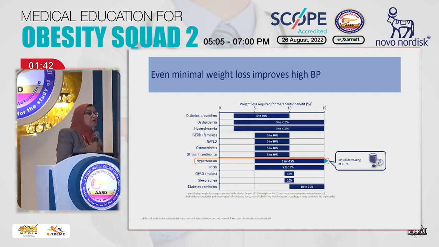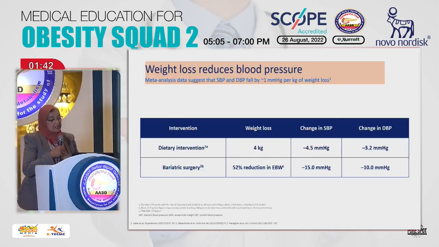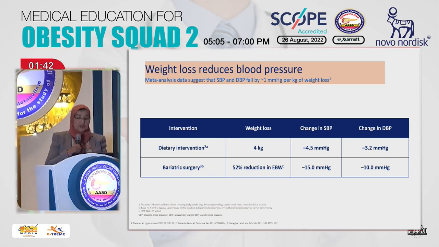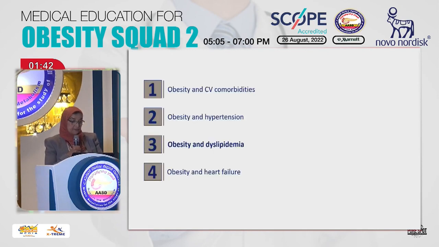So when you are dealing with obesity, you're definitely dealing with all cardiovascular risk factors, one of them the hypertension, as we all know. Weight loss reduces blood pressure, especially the systolic blood pressure, which is really very important, and bariatric surgery reduces blood pressure by around 52%.